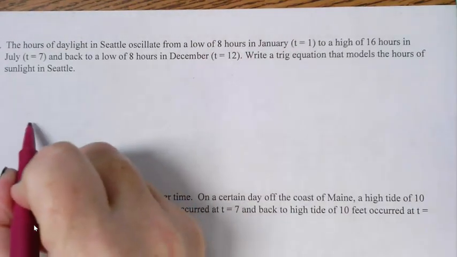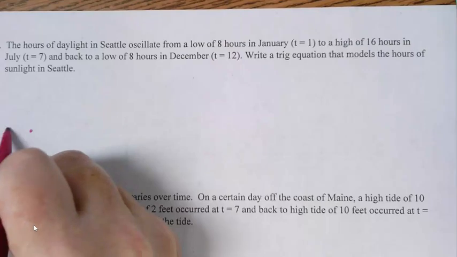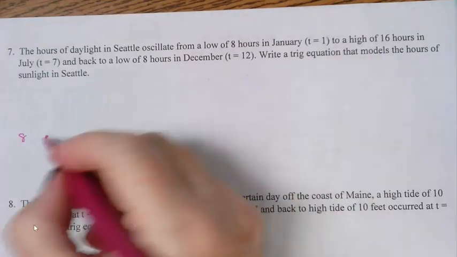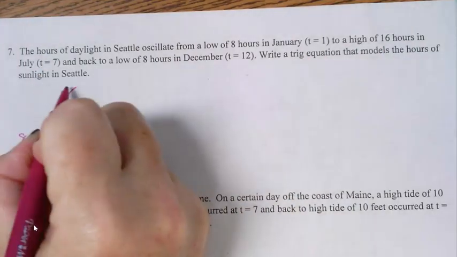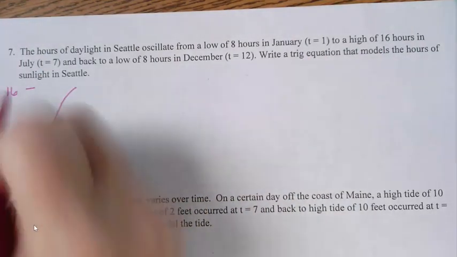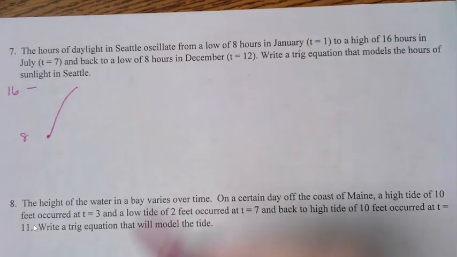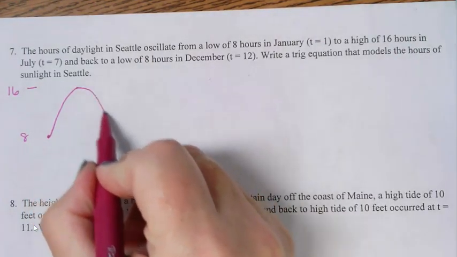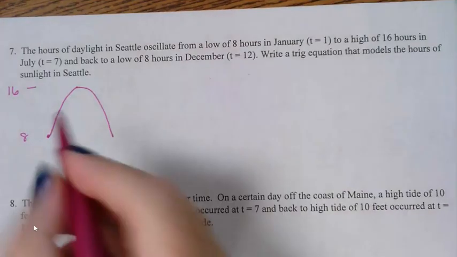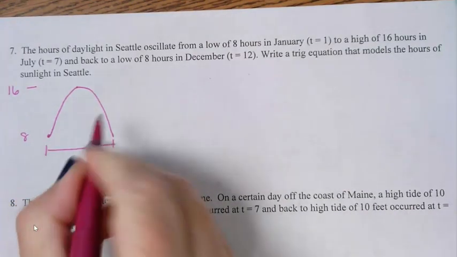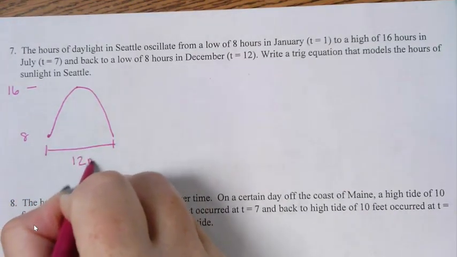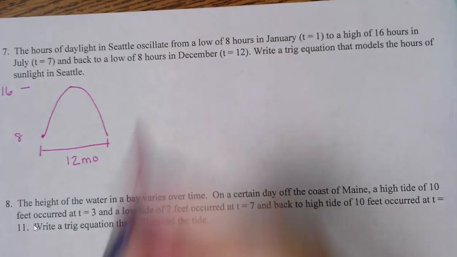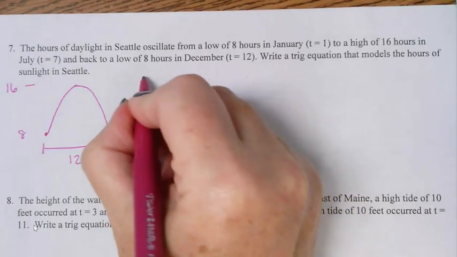So we're at low at 8 hours, right? Then we go high to 16 hours, and then back low in December. And notice this all took place in the 12 months. So, period is always time.